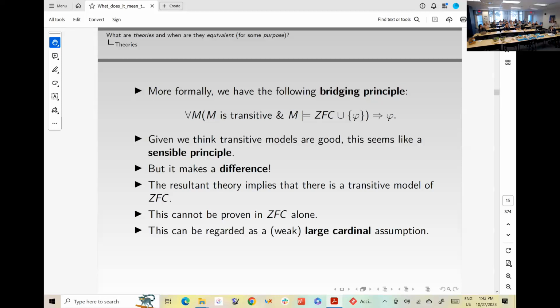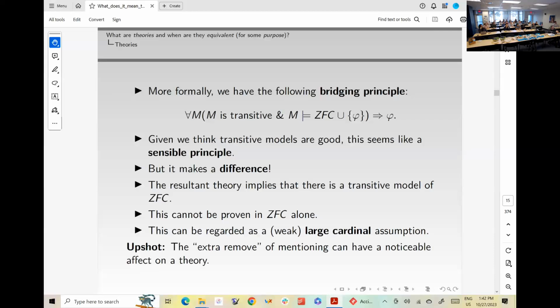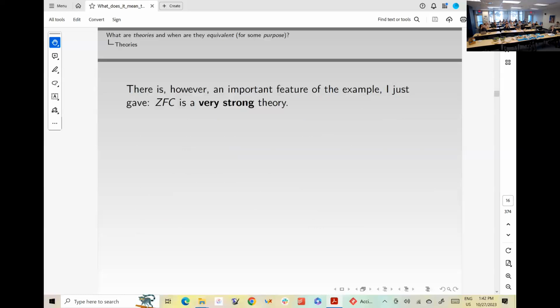Indeed, this kind of process of collecting up models and figuring out what's true in all of them is a way in which we generate large cardinal axioms in set theory. So the key point here is that this extra remove of mentioning rather than using can have an effect on the theory, can actually make a substantive difference. Okay, but I should be a little careful here. ZFC is a very, very, very strong theory. It's kind of like the strongest theory that you use unless you're a set theorist. So not all theories are subject to this kind of Gödelian phenomena that I've just used here. I've just used a version of Gödel's second incompleteness theorem to make this point.